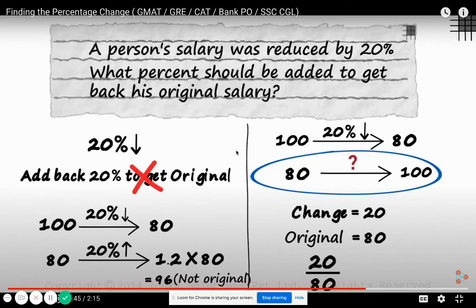The takeaway from this video should be that if an amount is decreased by 20%, adding 20% to the amount won't give the previous amount.